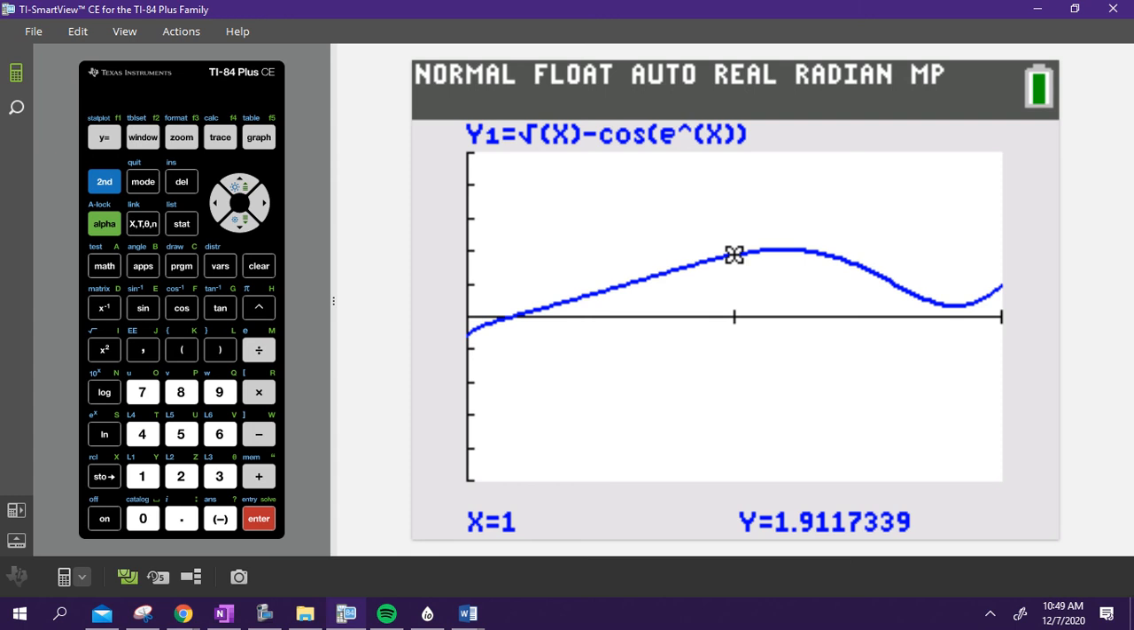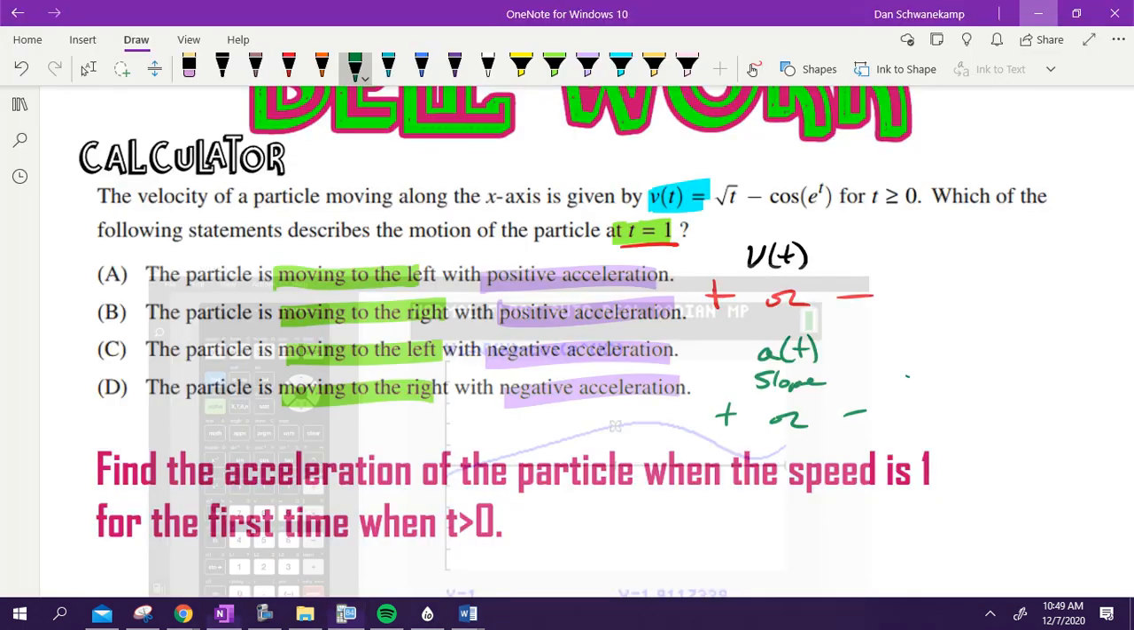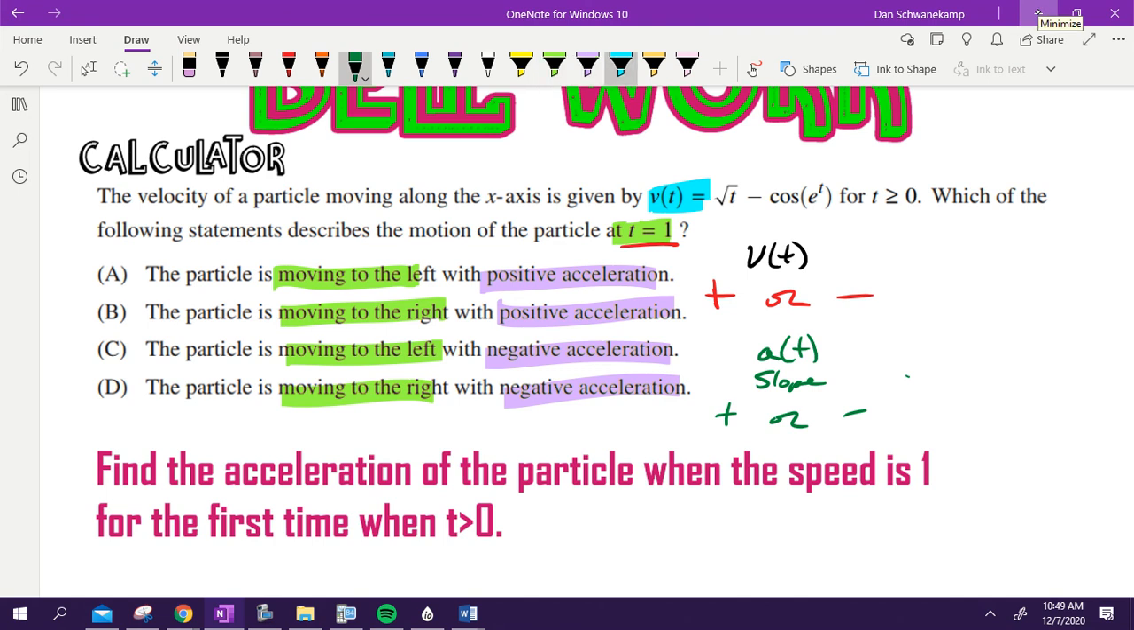This is a velocity graph. Is velocity positive or negative? Positive. It's a velocity graph. It's above the x-axis. So velocity is positive. Boom. We answered this question. Velocity is positive.